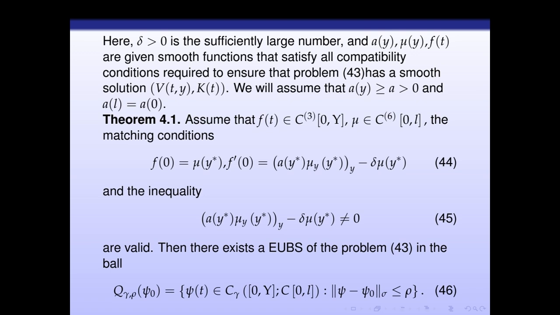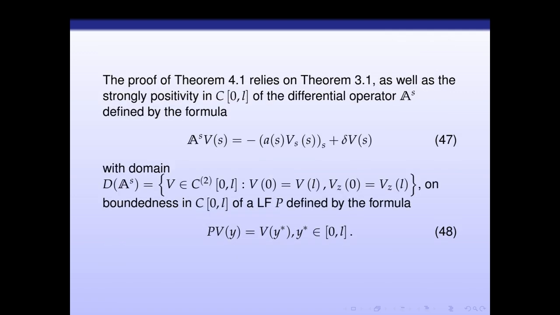So let our given data be smooth and satisfy matching condition 40 and inequality 35. Then there exists a unique solution of problem 30 in the ball 36. And the proof of theorem 31 relies on theorem 31 as well as the strong positive C1 differential operator defined by formula 37 with corresponding domain and bounded C01 linear functional pair defined by formula 38.